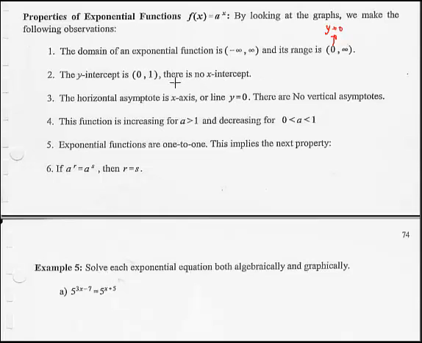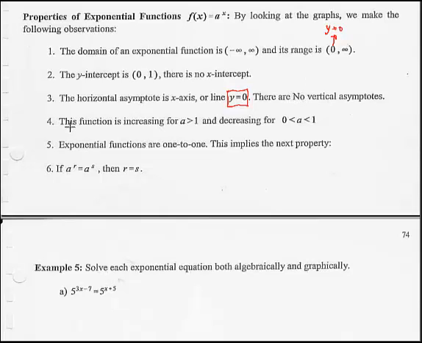Y-intercept is 0, 1. As we saw, all of the exponential functions we graphed crossed through y equal 1, and since we cannot cross the x-axis, there is no x-intercept. 3, we've already stated this one, horizontal asymptote, the x-axis, or in other words, y equals 0. There are no vertical asymptotes. The domain is not bounded or restricted from any values. No vertical asymptotes.